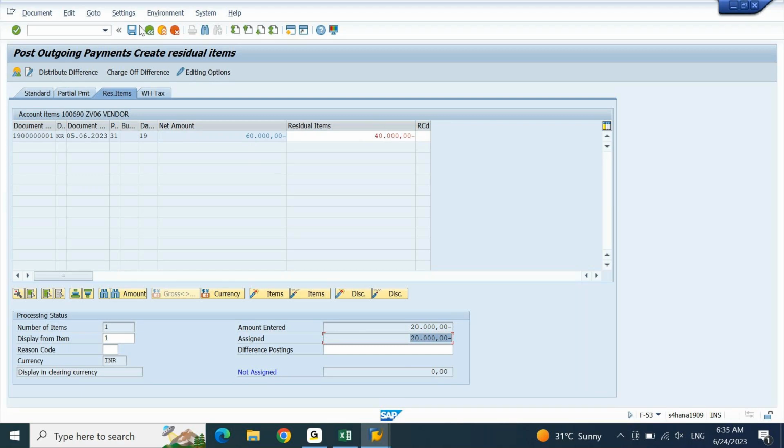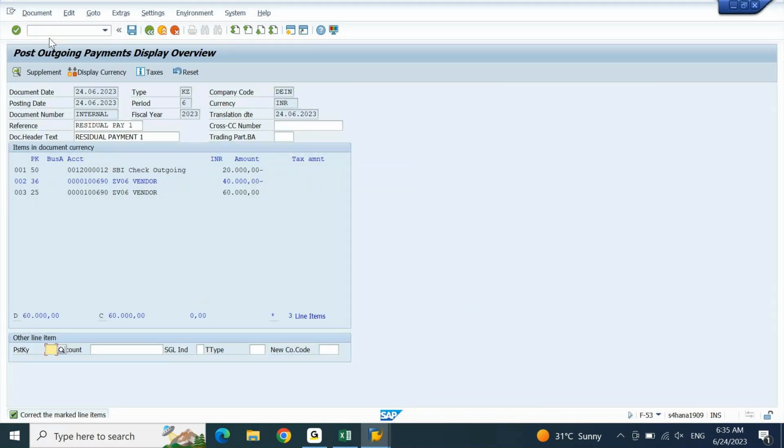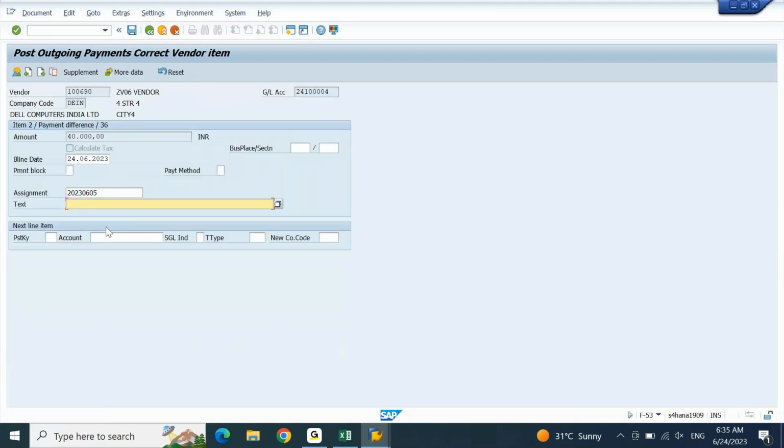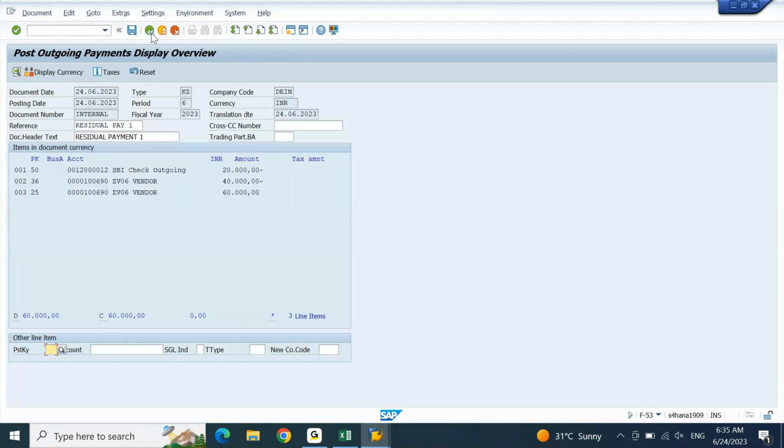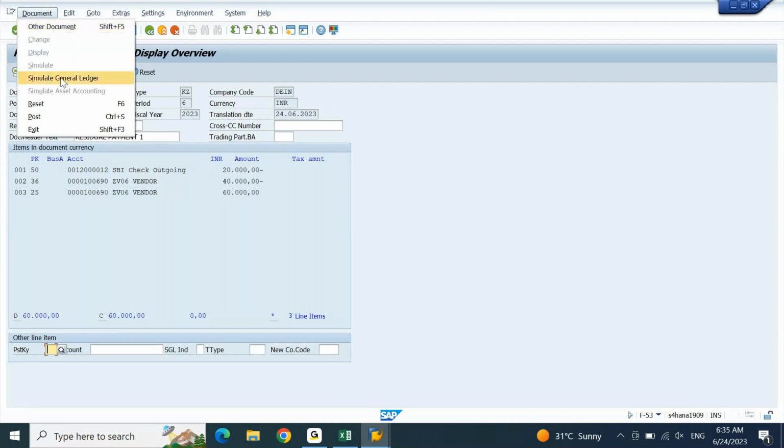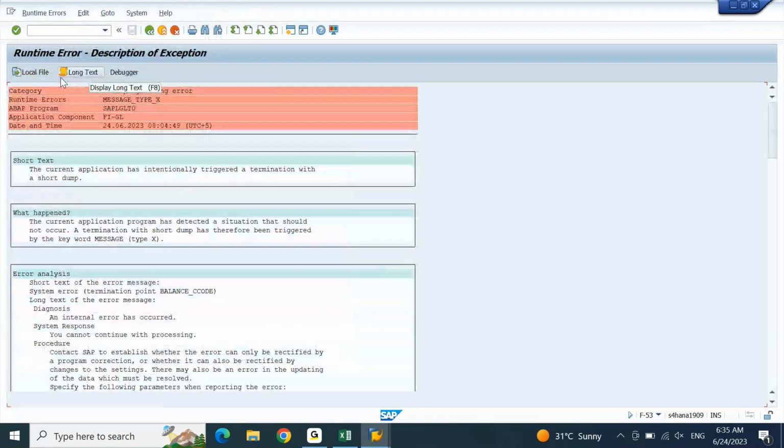After this, let's go to document and click on simulate. If I go to document and click on simulate, this is what is happening. This is giving the third line item wherein text is mandatory. Let me go back. Now let me give simulate general ledger. If I give simulate general ledger, this is not working. The moment I put simulate general ledger, we are getting a short dump.